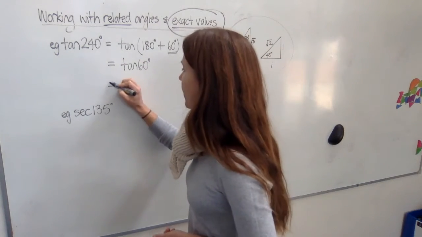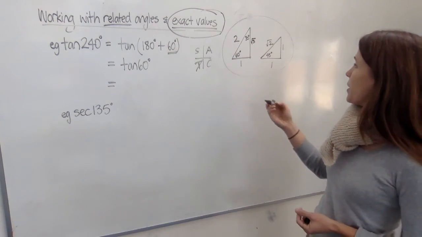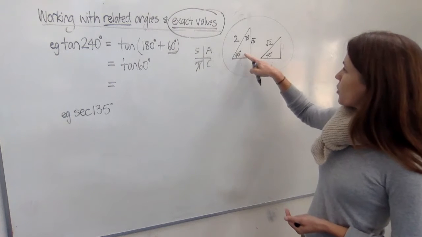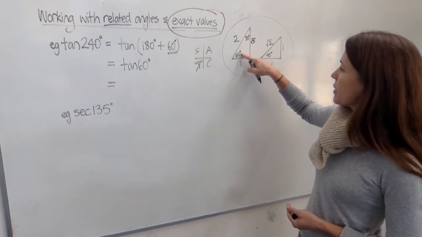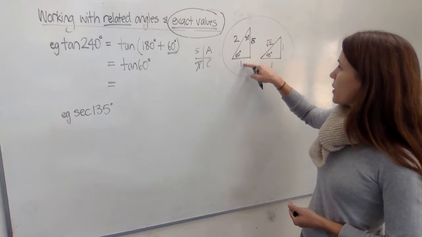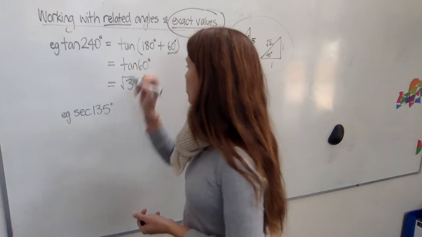Now I need to know the exact value of tan 60. Now if you memorise it, that's awesome. Okay, it's root 3, but if you can't remember it, then go over to your triangle on your formula sheet and say, here's 60 degrees here, tan of it would be opposite over adjacent, root 3 over 1, which is just root 3, and finished.